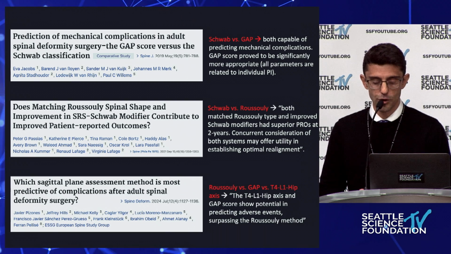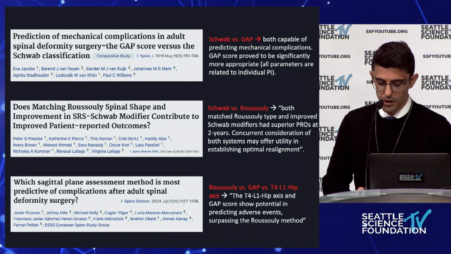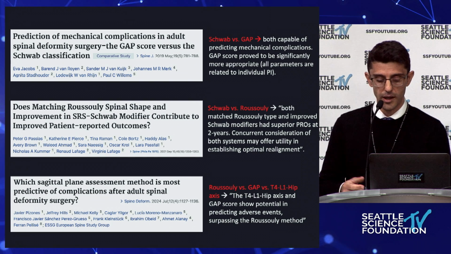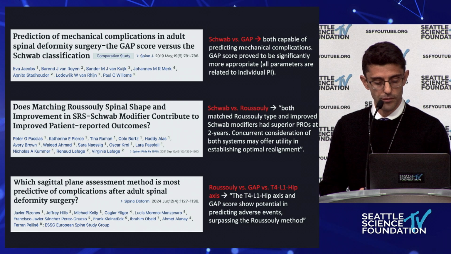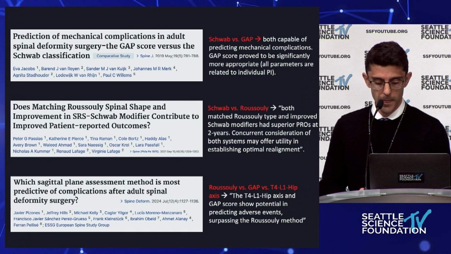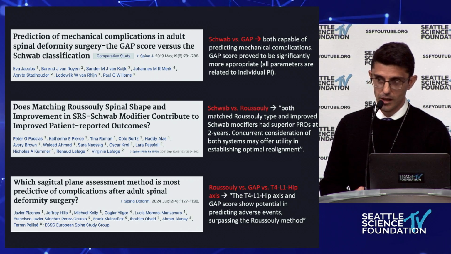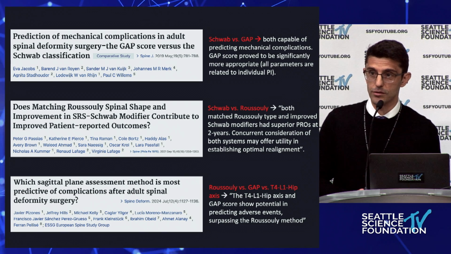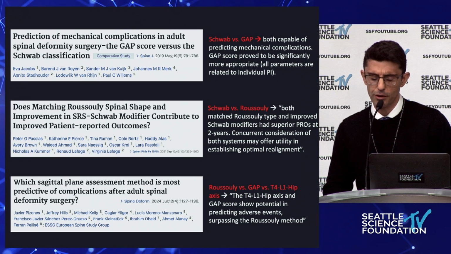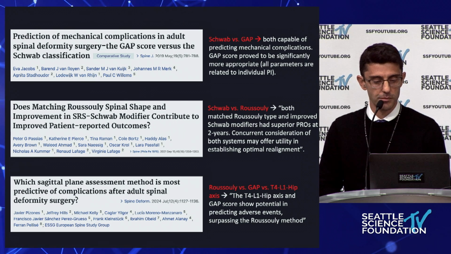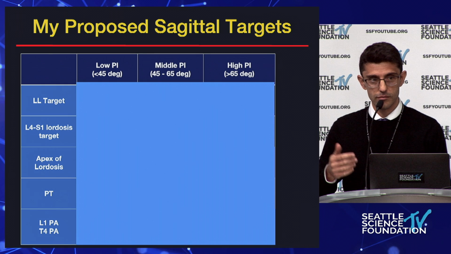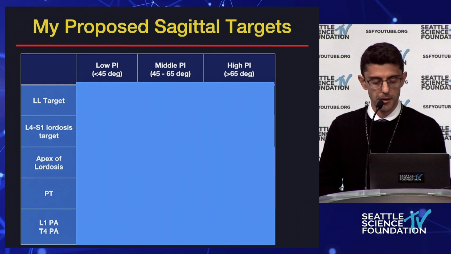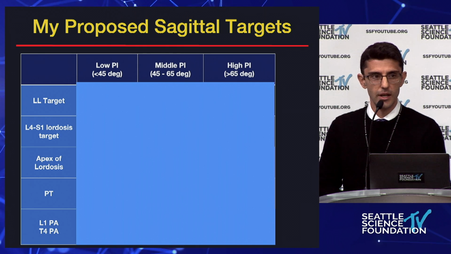And then lastly, the European Spine Study Group study from this year compared Roussouly classification, GAP score, and this T4L1 hip axis, and they found that the T4L1 hip axis and the GAP score showed potential in predicting adverse events, and it surpassed the Roussouly method. So this is a lot. I do think there's more comparative studies that are needed, and there's other factors that likely drive outcomes here. But I've tried to take all the literature that I've read and created some algorithm, if you will, or some digestible table that I shoot for.